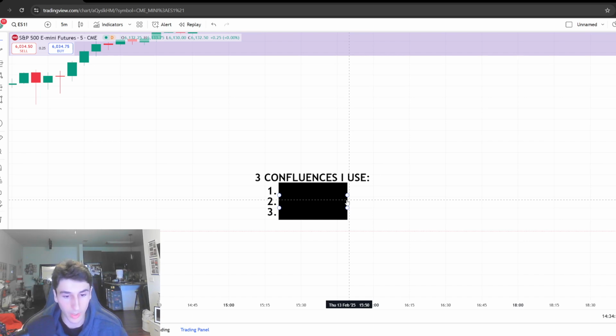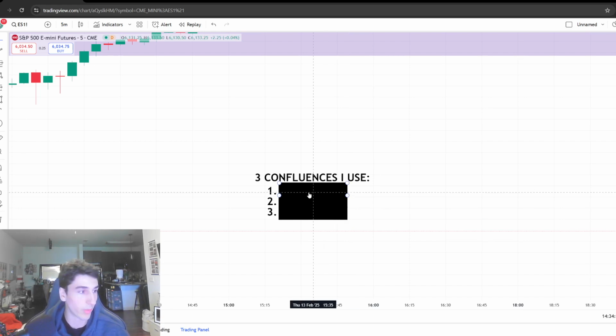Now, let's go ahead and break down the 3 confluences that I use. We'll start off with the first one. And again, this is how I achieve a higher probability setup and how I'm starting to take better trades. That way I can actually scale up my trading this year as much as possible.